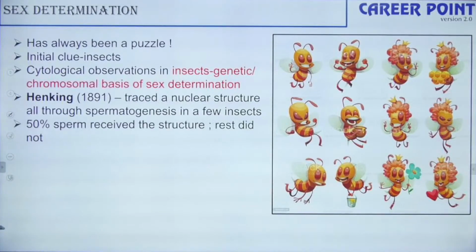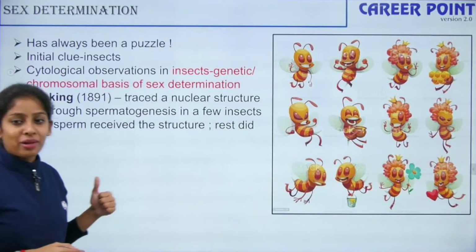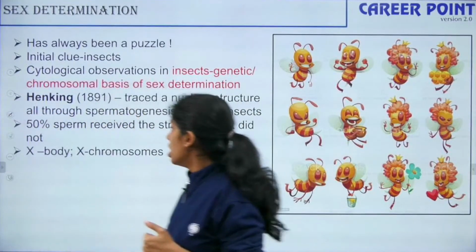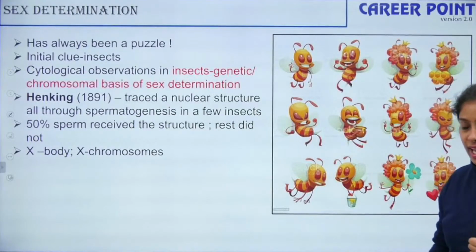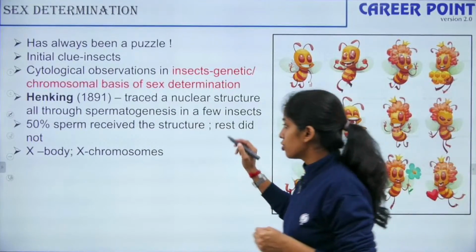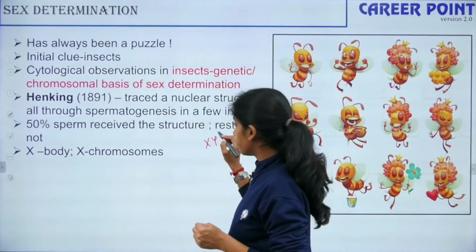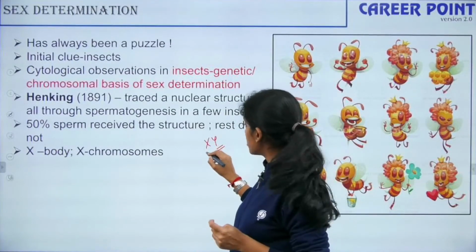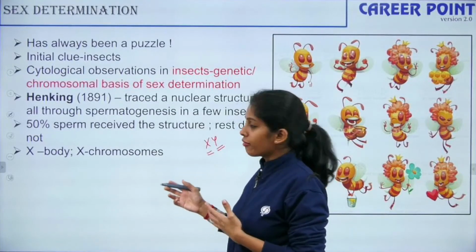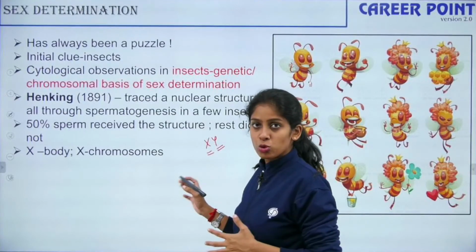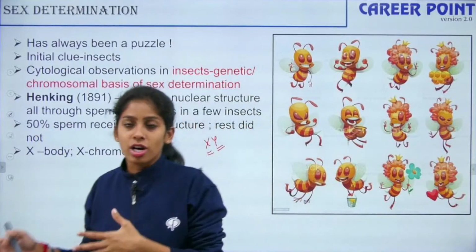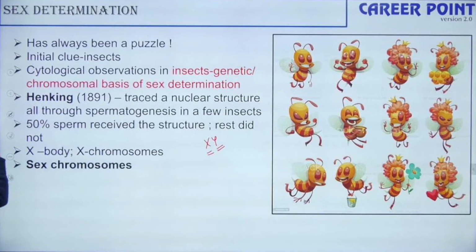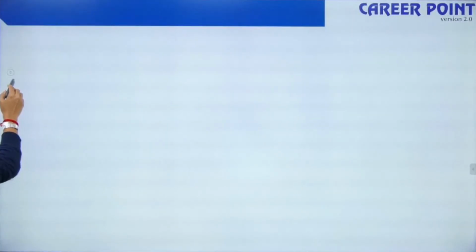50% of the sperm received the structure and the rest did not receive it, because the gametes are going to be haploid, right? So that is the X body, the X chromosome. He understood that 50% had the X and 50% did not, so your sperm is X or Y. Later he found out the shape of the X chromosome and it looked like an X-shaped structure, so it came to be known as the X chromosome. That is known as the sex chromosome.